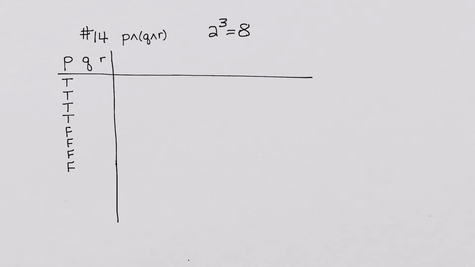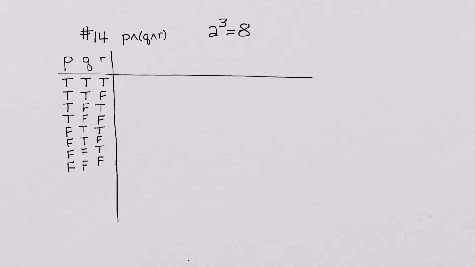Now I cut that in half for the Q. So true, true, and then false, false. And again, true, true, because we have to have 8, and then false, false. And finally for R, we wind up alternating true, false, true, false, true, false, true, false. This is the standard way to fill in a truth table.